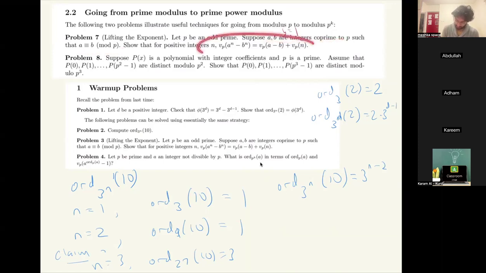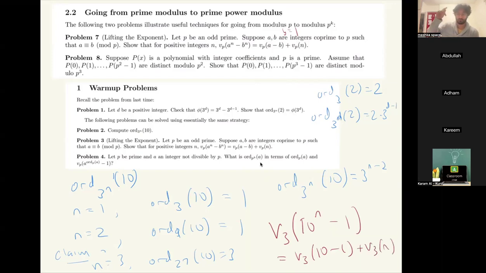And then it says that if I look at a to the n minus b to the n, the number of powers of p is what it is for a minus b plus what it is for n. So in this case, if I look at v3 of 10 to the n minus 1, this is going to be v3 of 10 minus 1. So there's going to be 2 powers of 3 coming just from n equals 1, and then however many powers of 3 are in n.